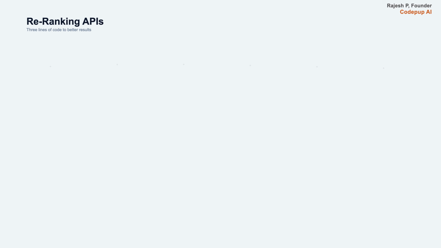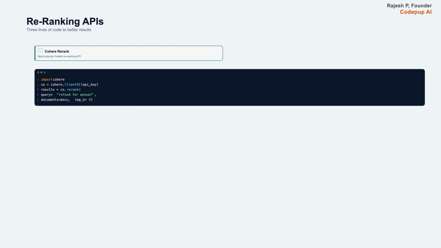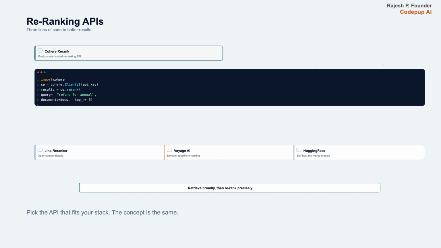You do not have to build a cross-encoder from scratch. Cohere Re-Rank is the most popular hosted option. You send your query and a list of documents. It returns them reordered by relevance with scores. 3 lines of code. Jina Re-Ranker is another option, open source friendly. Voyage AI focuses on domain-specific re-ranking. And if you want to self-host, the cross-encoder models on Hugging Face work well. The MS Marco models are the standard starting point. Pick the one that fits your stack. The concept is the same across all of them. Retrieve broadly, then re-rank precisely.